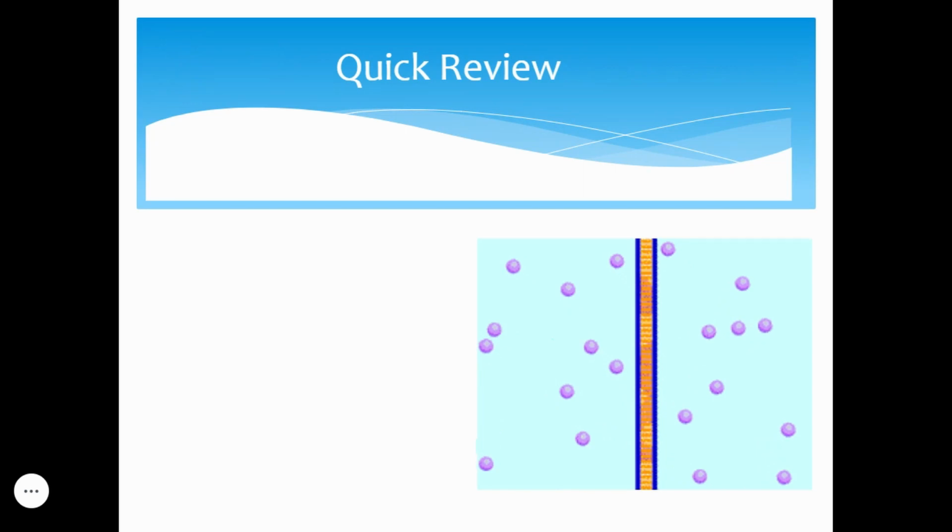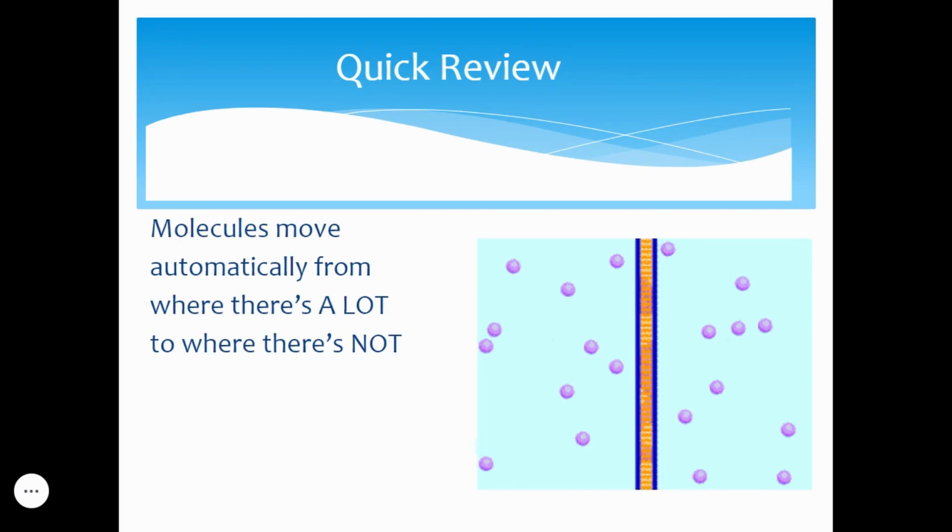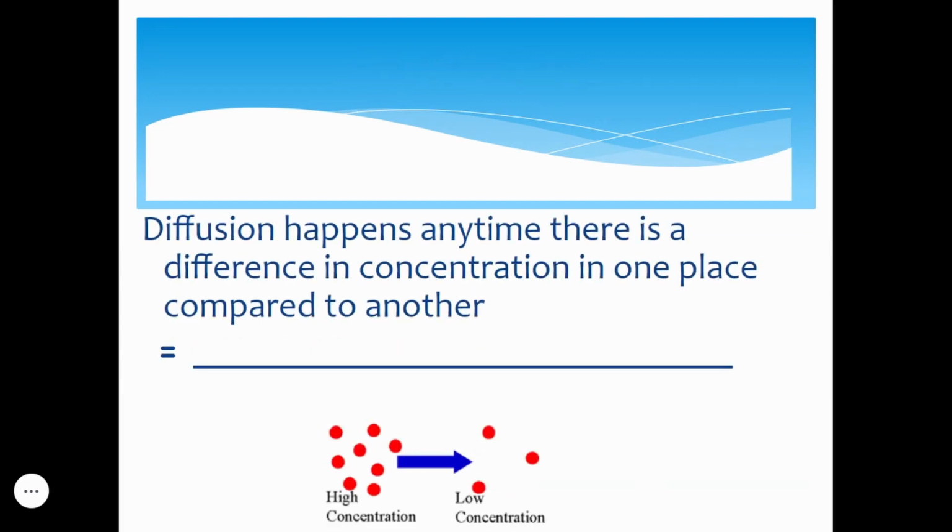I do want to review with you guys a few things that we covered in cell transport. So remember, molecules are going to move automatically from where there's a lot of them to where there's not a lot. And diffusion is going to happen anytime there's a difference in concentration in one place compared to another. So if I have a room and I have 3 students on one side and 2 students on the other, there's a difference in concentration. Okay. And so diffusion could happen in that situation. This is called a concentration gradient.